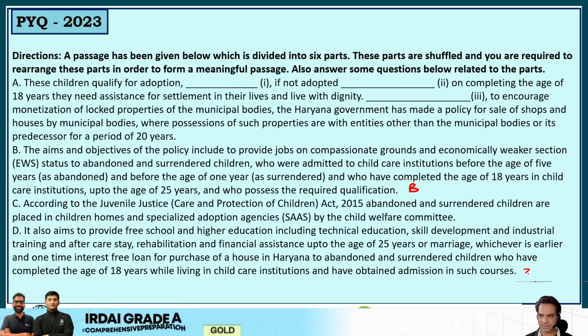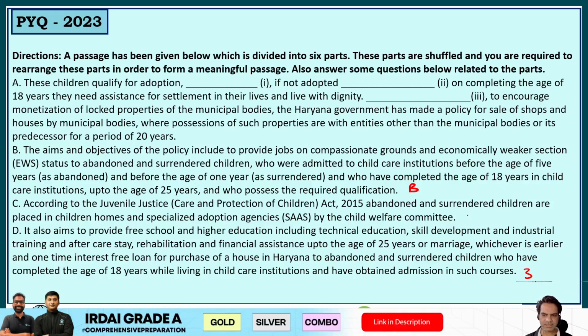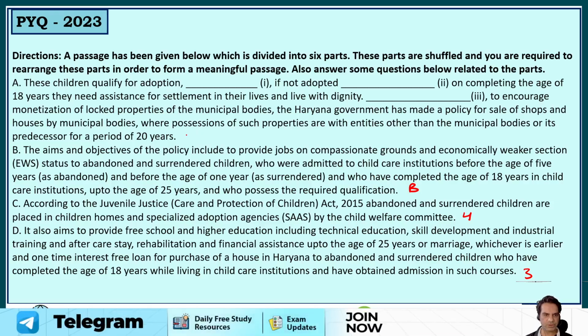Third statement should be sentence number D. Fourth should be sentence number C. Then the second last should be A. That is fifth.